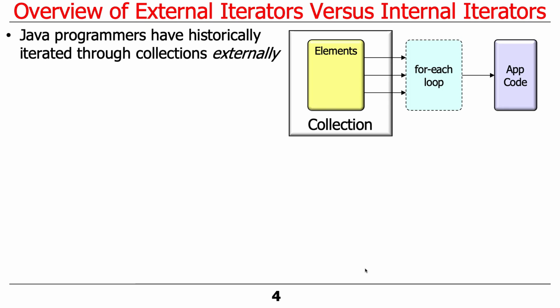beyond. So historically, when people wrote Java programs, they iterated through collections externally. So what does that mean? You'd have a collection with a bunch of elements. You'd have something like a for each loop or a while loop that used the iterator interfaces, and then you'd have your app code. That's the way things looked traditionally.